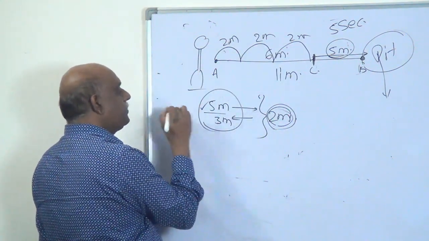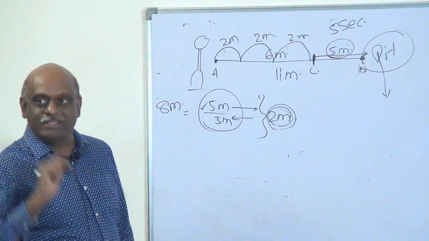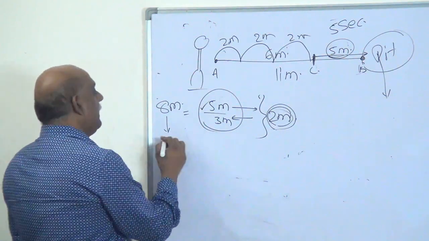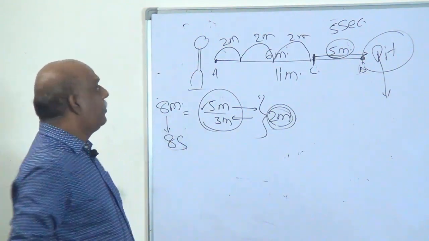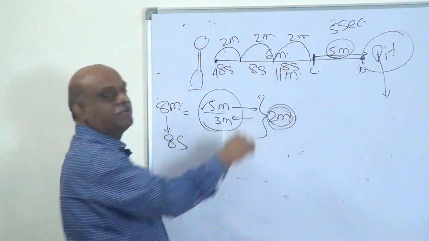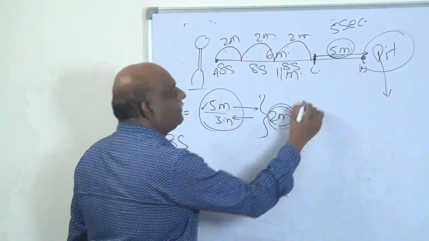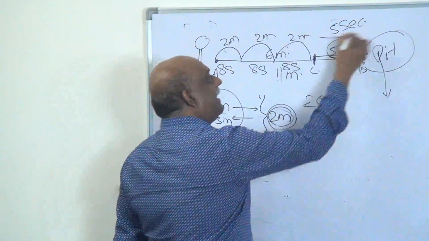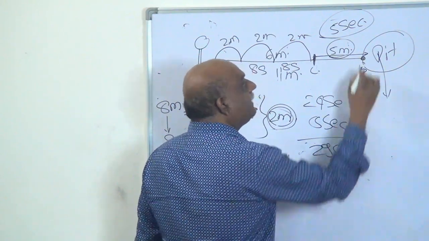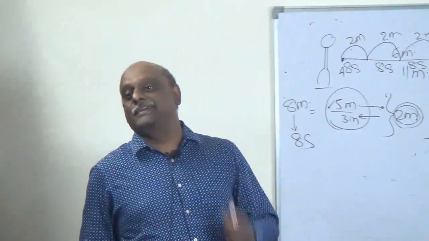5 meters plus 3 meters is totally 8 meters. Har ek meter ke liye, how much time is he taking? 1 second. So to walk 8 meters, 5 meters forward, 3 meters backward, he takes 8 seconds. So how many such 8 seconds should elapse for every 2 meter progress? 3 times it should elapse. So 8 second plus 8 second plus 8 second, ho gaya 24 seconds. And yahan ke 5 seconds add karo, ho gaya 29 seconds.